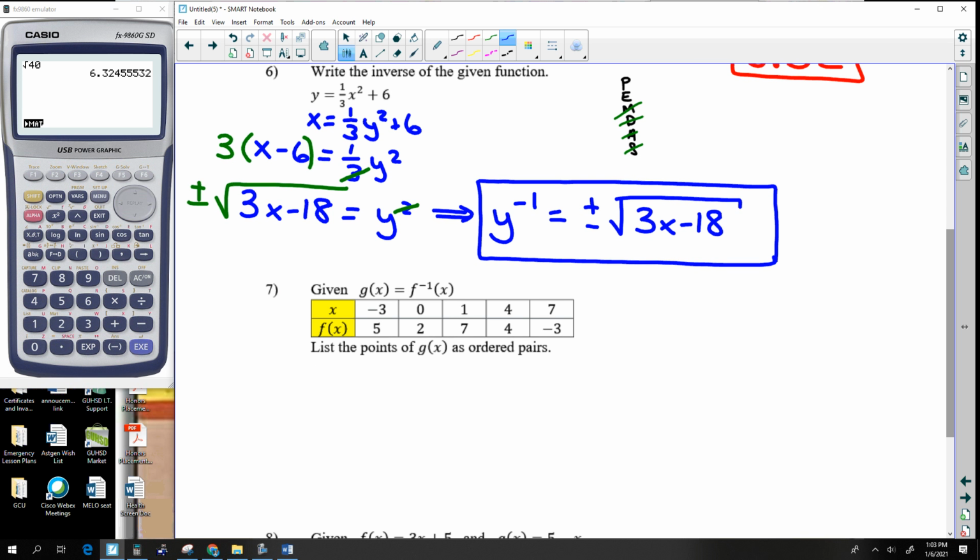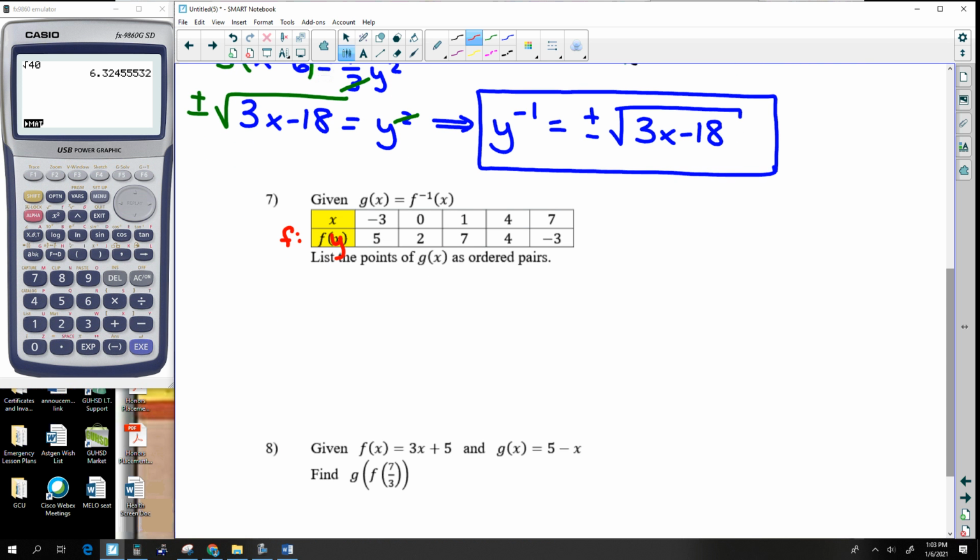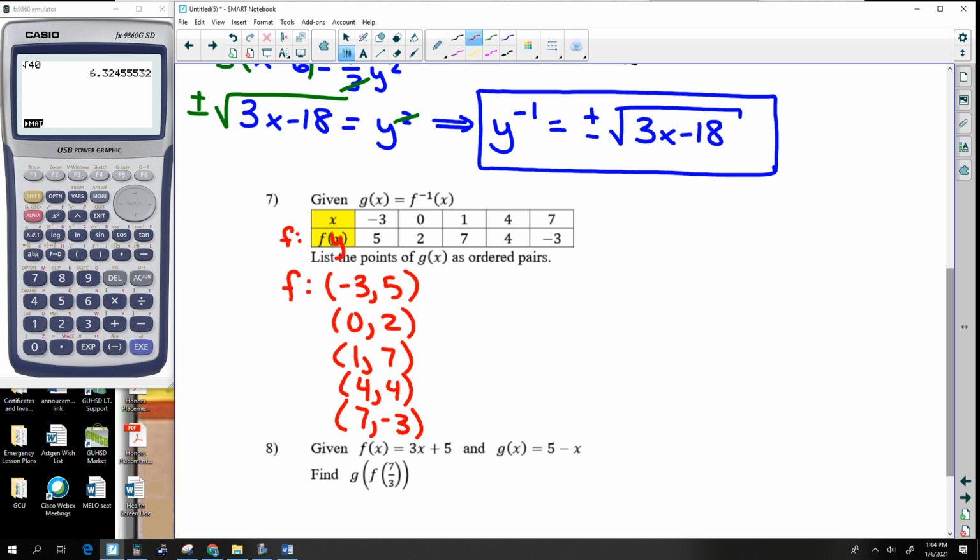Okay, so the g is an inverse of f. So f has y coordinates. Okay, this is f. F has y coordinates of 5, 2, 7, 4, and 3. And so what I know right now is f has coordinates of (-3, 5), (0, 2), (1, 7), (4, 4), and (7, -3). All right, so the inverses of those, aka the g, are going to be the inverses of these. So x's become y's, y's become x's.